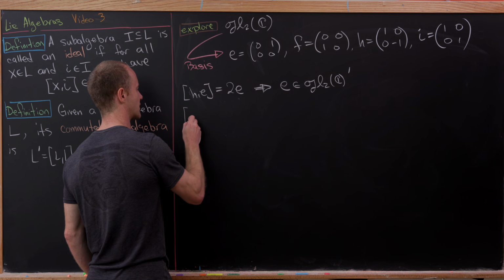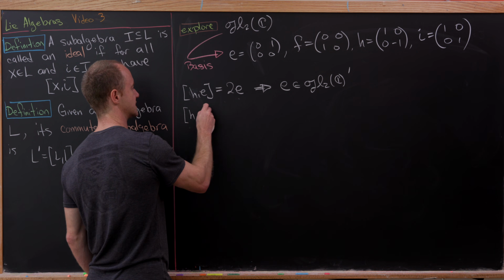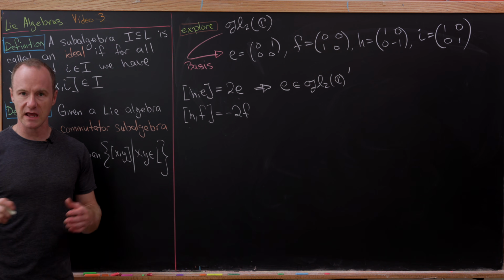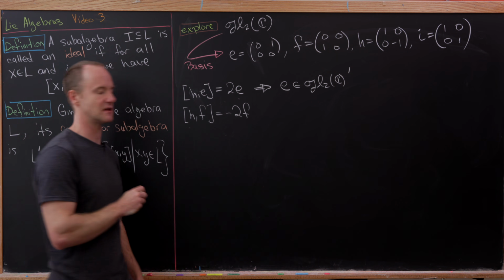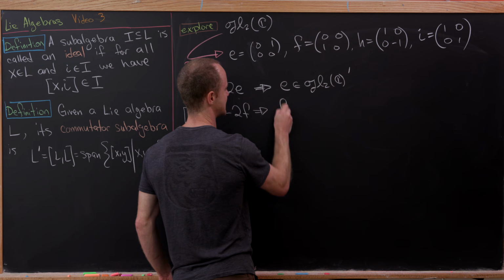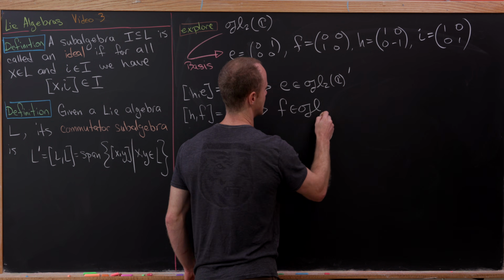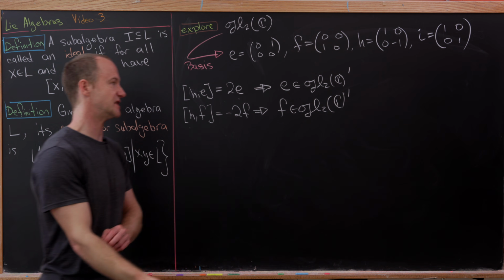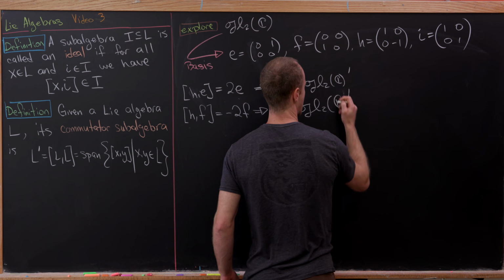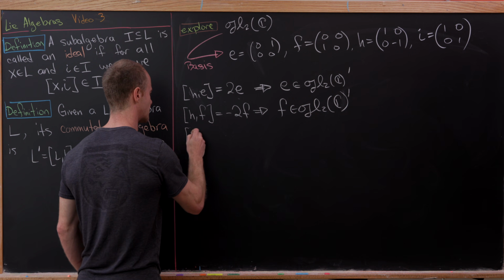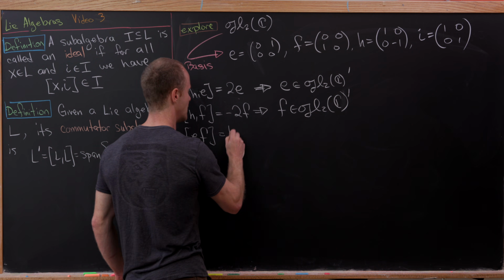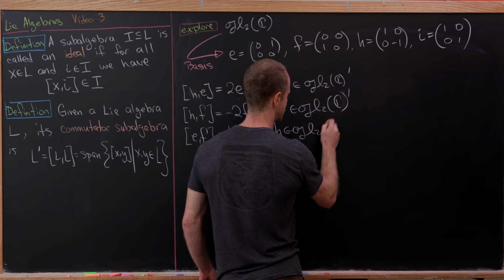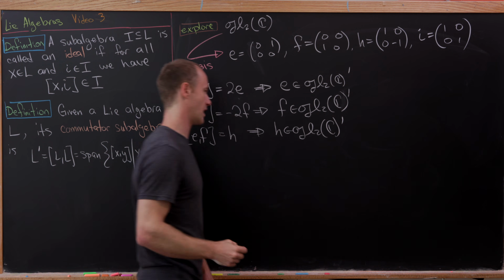Now let's recall some other bracket relations. H with F was minus 2F. Again, that's from some calculations we did maybe in the first video. That tells us that F is also in the commutator subalgebra. Great, so F is in GL2 prime. Okay, good. And then let's also recall that if we bracket E with F, we get H. That means that H is also in GL2C prime.